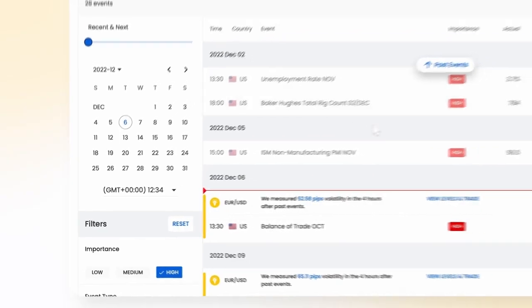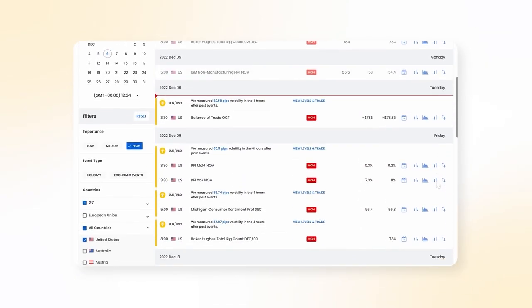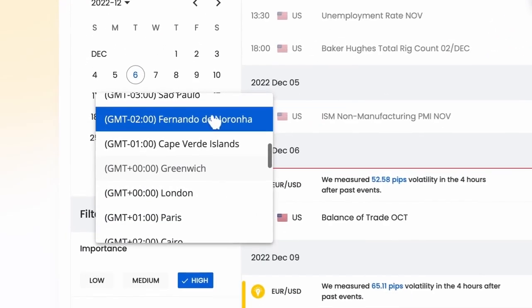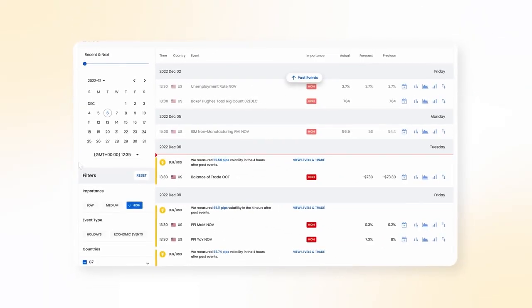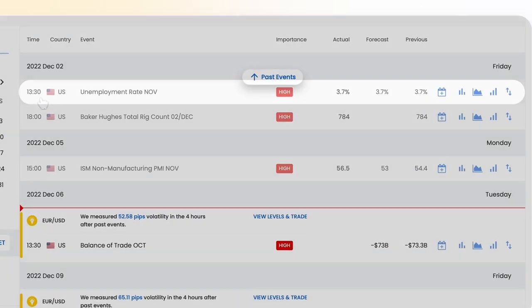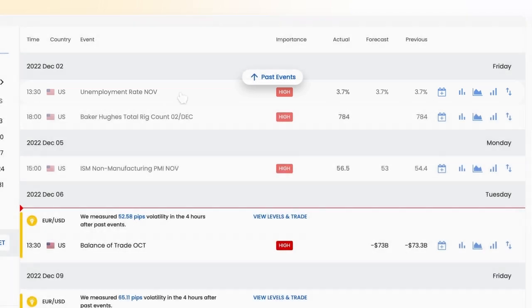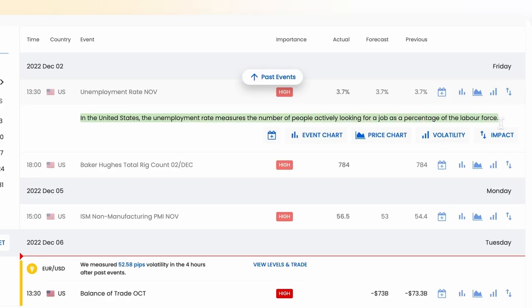Current and upcoming economic events are listed in chronological order and updated in real time. We automatically detect your local time zone, but you can always change this at the top. Updated in real time for each economic event, you will see event time, the country the event has occurred in, the event name, the importance level, and actual, forecasted, and previous values. Click on any event to learn what this event entails and view the forecasted values.